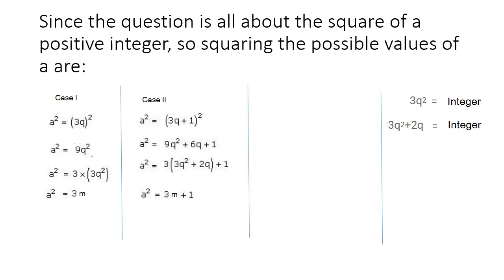Now case third, when a is taken as 3q plus 2. Now again applying the a plus b whole square formula, you will get 9q square plus 12q plus 4. Now again the first two terms can be converted into 3m, but you will notice that plus 4 is again a problem. I don't want plus 4, I just want plus 1 only. So applying a little bit of mathematics here, 4 is a sum of 3 and 1, so 4 can be written as 3 plus 1.